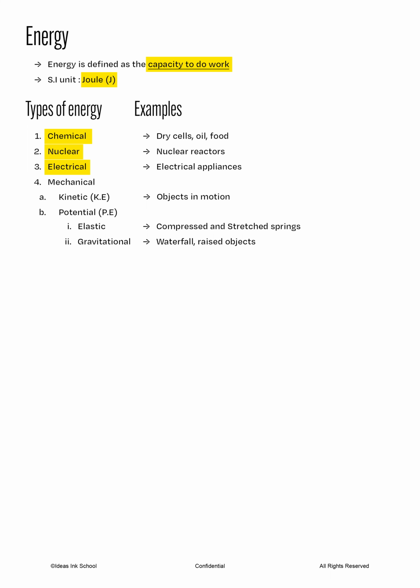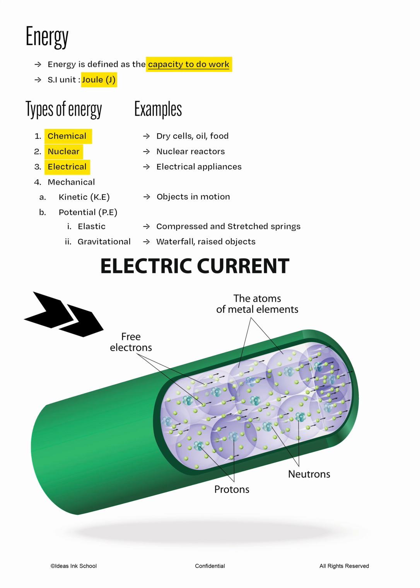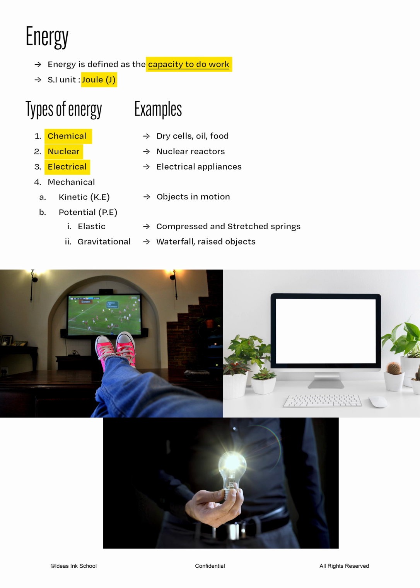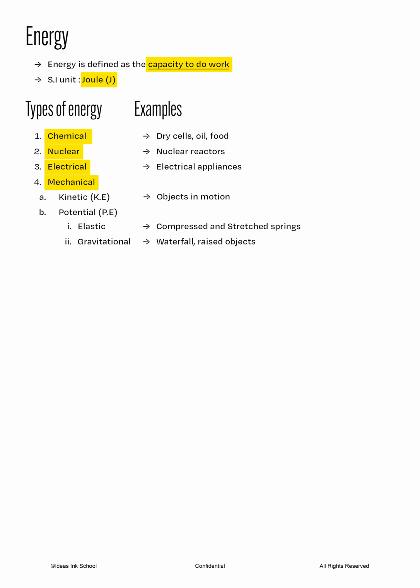This type of energy is due to the flow of charged particles called electrons. We use electrical energy to power our electronic appliances at home, such as TVs, computers, and lights. Number 4 is mechanical energy, which can be further subdivided into two varieties: kinetic energy and potential energy.